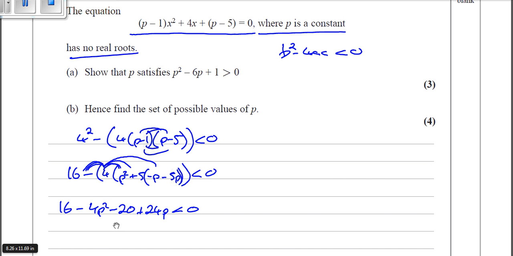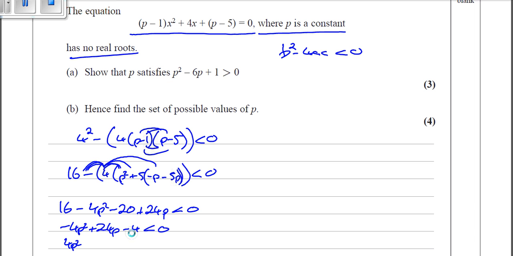So if we tidy this up, we've got minus 4p squared plus 24p minus 4 is less than 0. Now what we can do is times everything by minus 1, so we change the sign of everything. If we change the sign of everything, we've got to change this inequality to be the other way around. But that still doesn't look like this. So what we're going to do is divide through by 4. So that's going to be p squared.